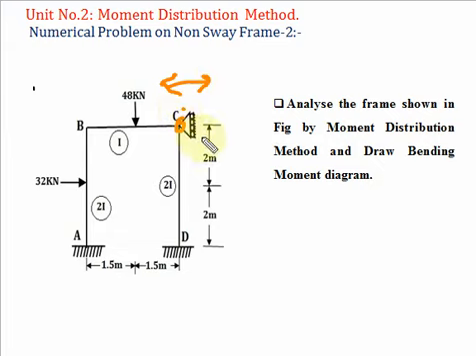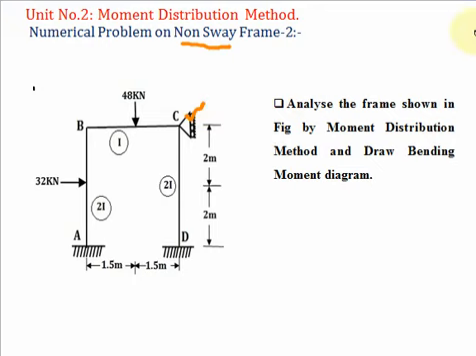If you remove this support, let me remove this support. If the support is not there, what happens? The frame will get converted into a sway frame. So due to the support, the frame gets converted into a non-sway frame. This support will not allow horizontal translation.